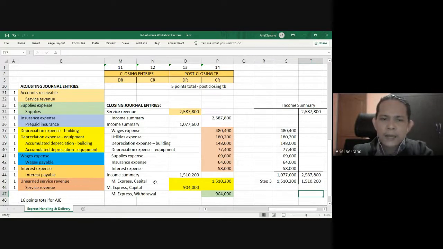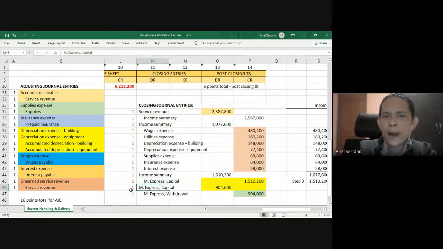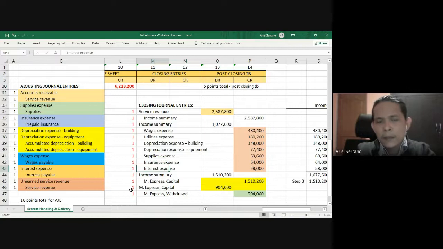Now, take a look at this one. For step 4, if you have a withdrawal or a drawing account in your trial balance, you also have to close it, because a drawing account, a withdrawal account, is a temporary account as well. It's just that it is placed on your balance sheet under your equity section. The normal balance of your drawing account is debit. For us to close it, we have to credit it.